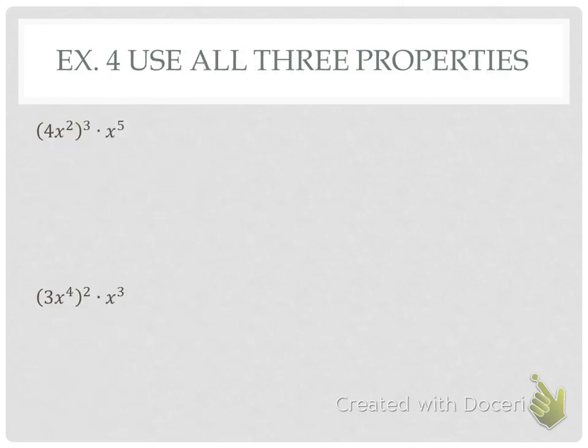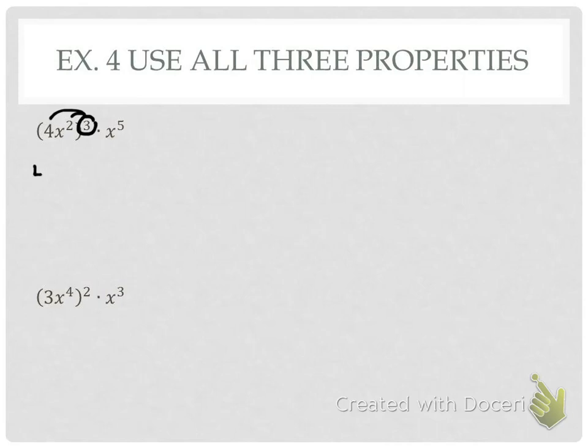Okay, so for our final example, they're going to give us something where we have to put all three of these properties that we've learned together and use them. Okay, so let's look for our first step here. Well, I've got this exponent on the outside of parentheses. I cannot simplify 4x squared because I can't multiply them together. So that means this needs to be distributed to everything.